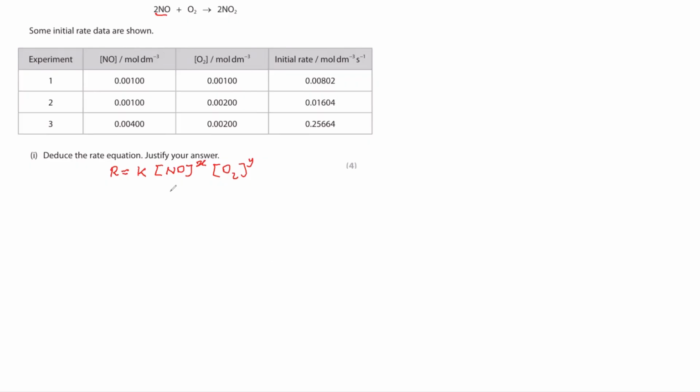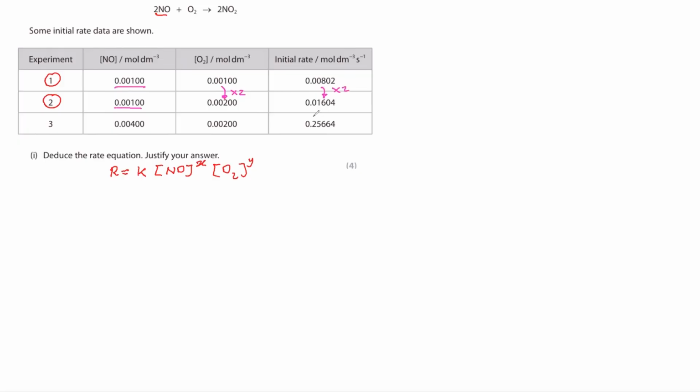Now when you look at this experiment, if you take experiment 1 and 2, here the concentration of nitrogen monoxide remains unchanged. They are not changed. But what you have done is you have doubled the concentration of oxygen. 0.01 becomes 0.02. What happened to the rate? 0.00802 became 0.01604. If you divide these two numbers, you will see the rate also doubles.